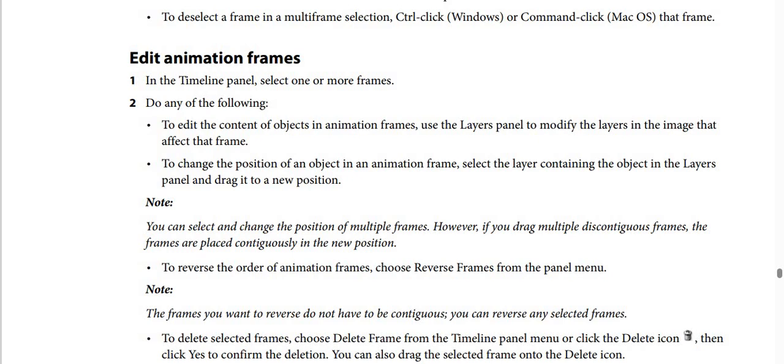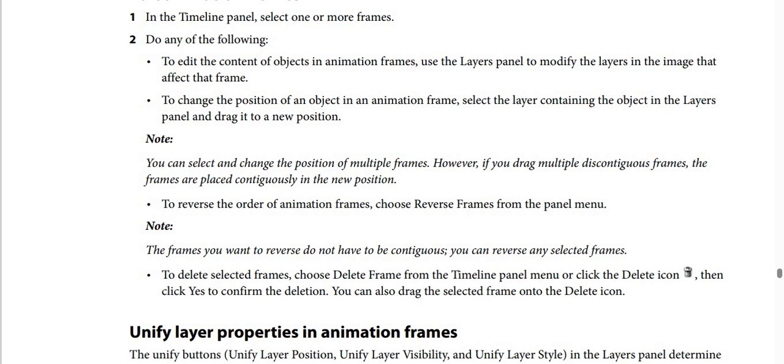And to reverse the order of animation frames, choose reverse frames from the panel menu. And note and be careful here, please. The frames you want to reverse don't have to be continuous, and you can reverse any selected frames. And to delete selected frames, you should choose delete frame from the timeline panel menu, or click the delete icon and then click yes to confirm the deletion. And you can also drag the selected frame onto the delete icon.